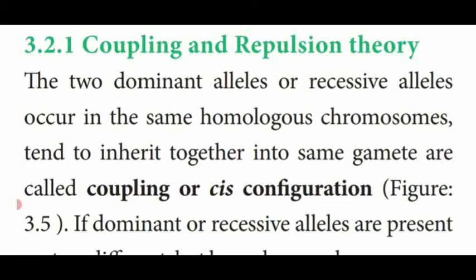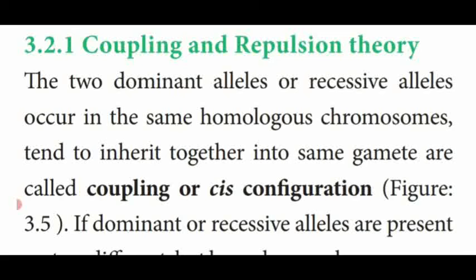Unlinked genes show recombinant frequency value more than 50%. Then linked genes show recombinant frequency less than 50%, but closely located genes only show strong linkage, while distantly located genes show weak linkage.